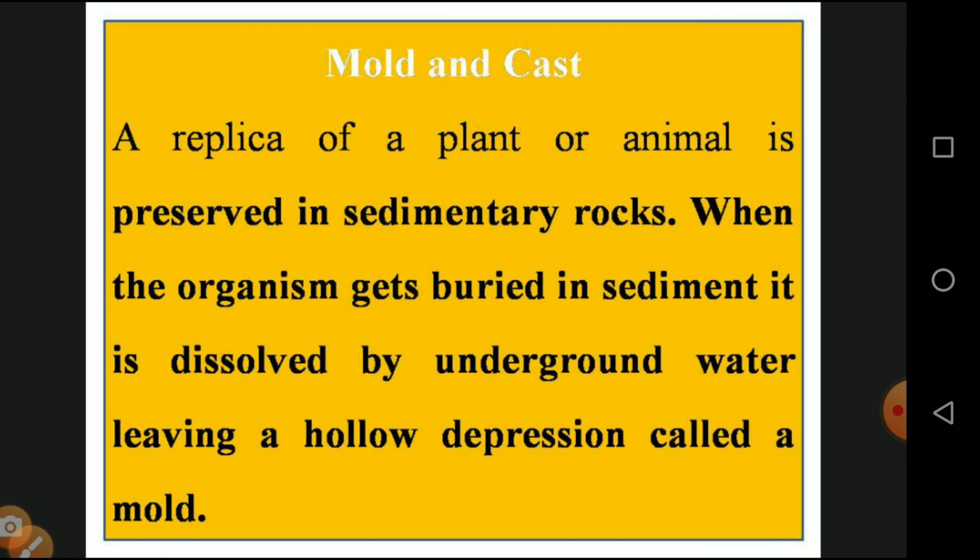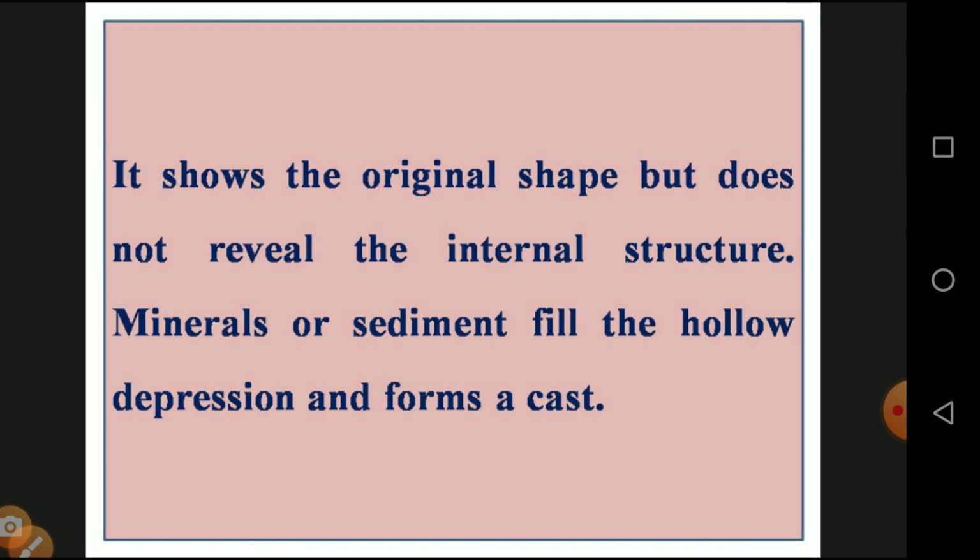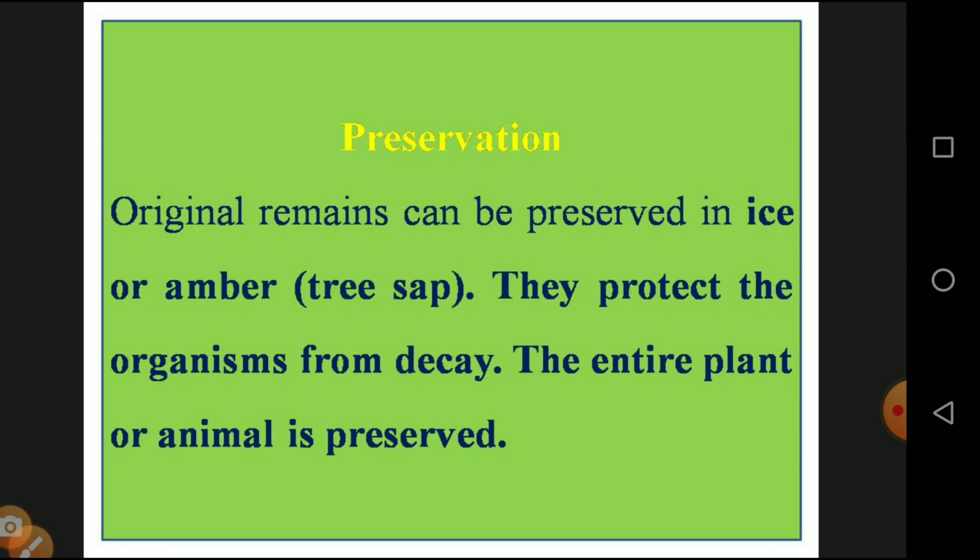Second one, mold and cast. The replica of the plant or animal is preserved in sedimentary rocks in the form of mold and cast. When the organism gets buried in sediment and dissolved by underground water, it leaves a hollow depression called a mold. It shows the original shape but does not have the internal structure, only a hollow, bowl-like structure. Minerals are deposited, fill up the hollow depression and form a cast.